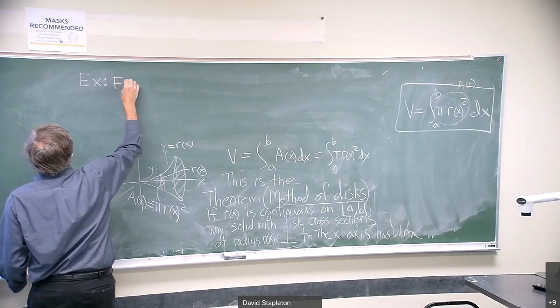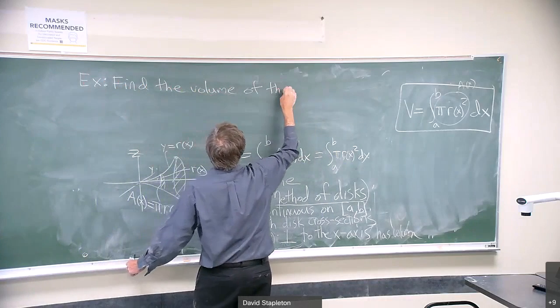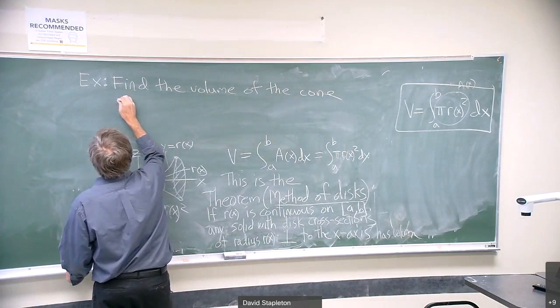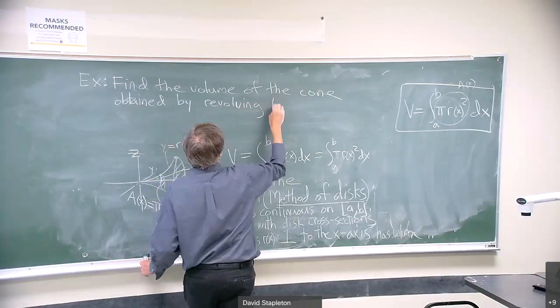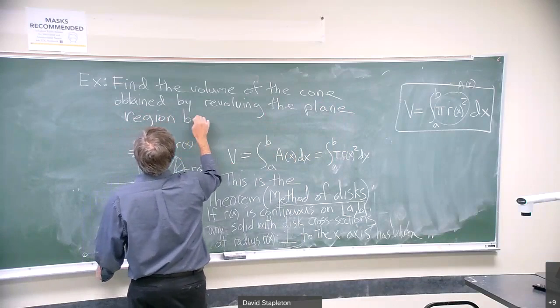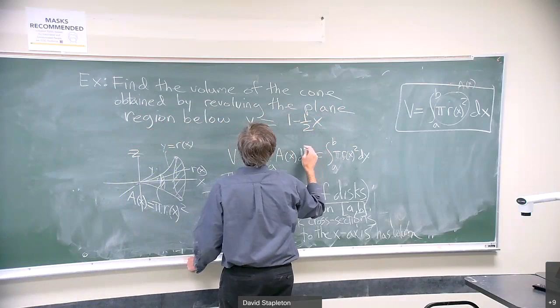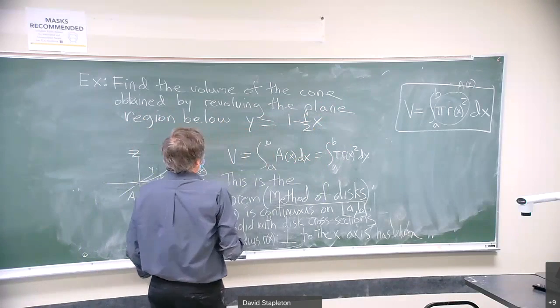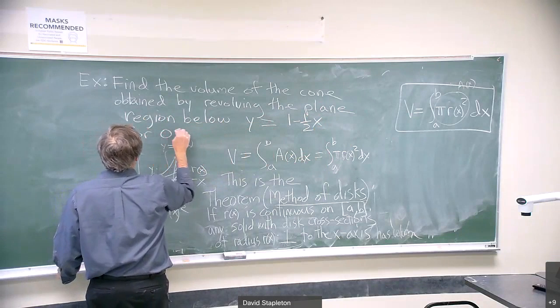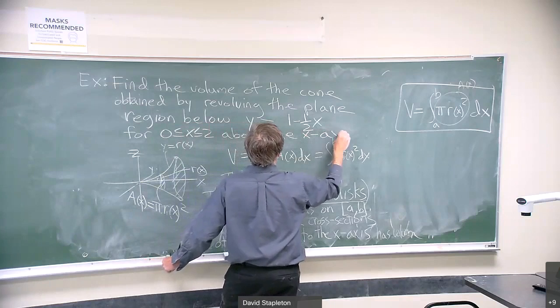Example: suppose I want to find the volume of the cone that's obtained by revolving the plane region below the line y equals 1 minus a half x, for 0 less than or equal to x less than or equal to 2, about the x-axis. I wonder what that volume is.